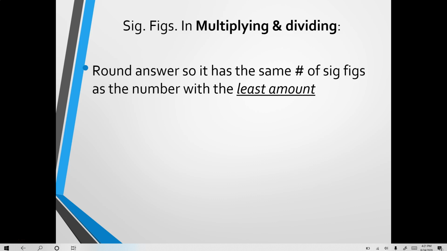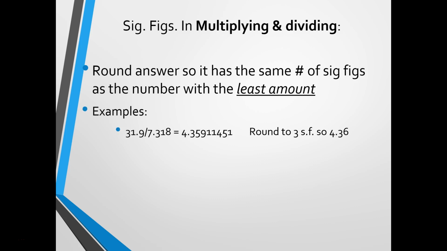So you always first have to identify which number has the least number of significant figures, and that is how many significant figures your answer should have. So it's pretty simple and easy, and that's why I like it the most. So let's run through some examples of this so you see what I'm talking about.